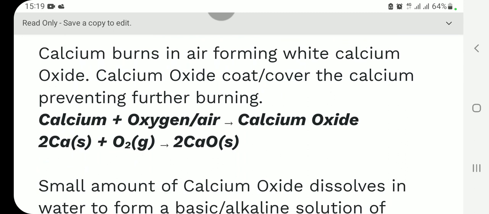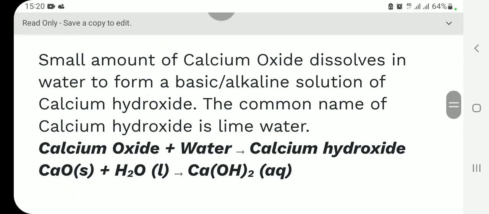Calcium burns in air forming white calcium oxide. Calcium plus oxygen gives you calcium oxide. A small amount of the oxide dissolves in water to form a basic solution. The others were all dissolving, but this one only a small amount dissolves. Sodium, magnesium and calcium are all alkaline. Hope you are noting the difference. We have a white solid in magnesium oxide and calcium oxide, and a black solid in sodium oxide.